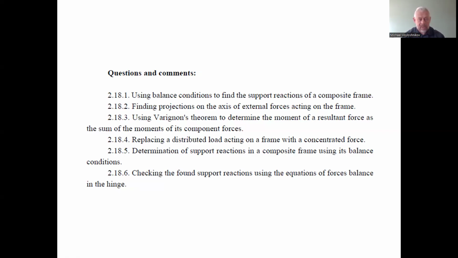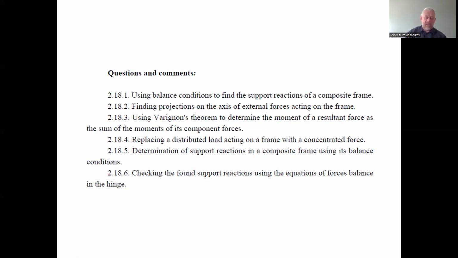These components, as we said, could be the projections of the force on the coordinate axes. Replacing a distributed load acting on a frame with a concentrated force is simple. If the force is distributed evenly, we can just find the product of the distributed force magnitude by the length of distribution.